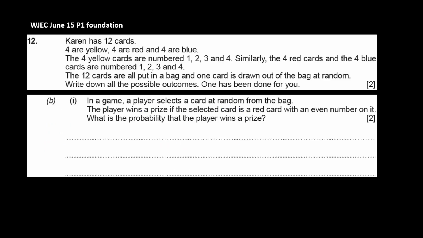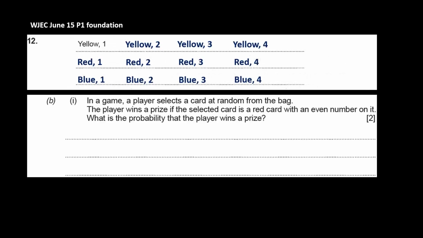It says, in a game, a player selects a card at random from the bag, and the player wins a prize if the selected card is a red card with an even number on it. What's the probability the player wins a prize? So I've just put back all those outcomes at the top there. Now, of those outcomes, which ones are winners? Well, it's got to be a red card with an even number on it, and that's what we'll use to calculate the probability of winning.